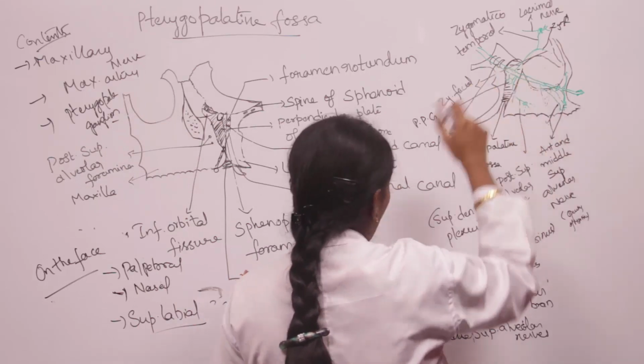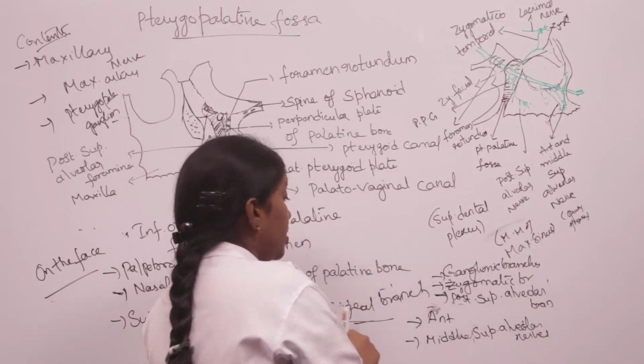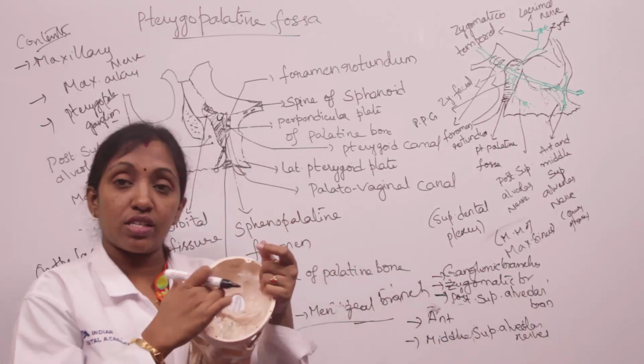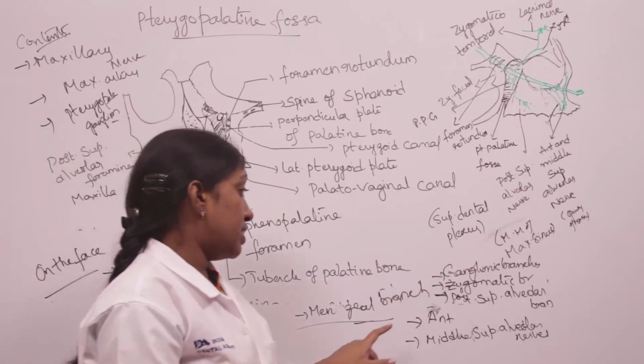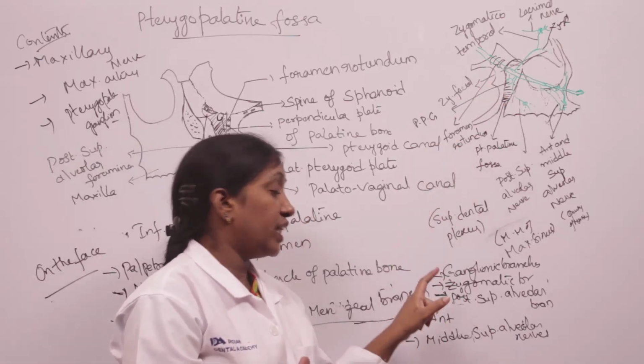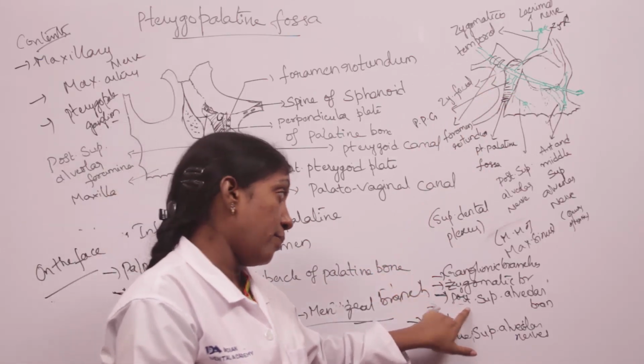So what are the branches given by the maxillary nerve? The maxillary nerve gives a meningeal branch in the middle cranial fossa itself, which supplies the dura mater, and in the pterygopalatine fossa, it gives three branches: ganglionic branches, zygomatic branches, and posterior superior alveolar branch.